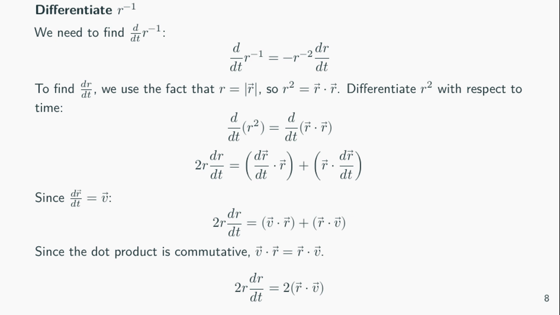To find dr by dt, we start with the definition of r as the magnitude of vector r. Squaring both sides gives r squared equals r dot r. Differentiating both sides with respect to time, using the chain rule on the left and the product rule for dot products on the right, and recalling that the derivative of vector r is the velocity v, we arrive at 2r times dr by dt equals v dot r plus r dot v. Since the dot product is commutative, the right side simplifies to 2 times r dot v. Dividing by 2r, we get dr by dt equals r dot v over r.